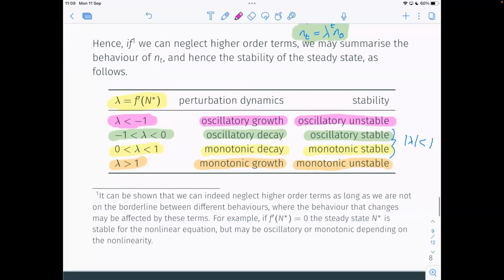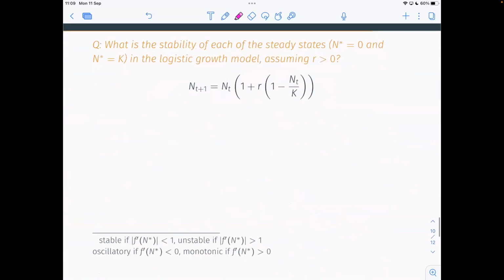So really, what we care about is the absolute value of lambda and whether it's positive or negative. That will tell us the dynamics. This bit at the bottom that I put as a footnote is just a little bit of extra stuff to say we can ignore these higher order terms. But we'll move on.